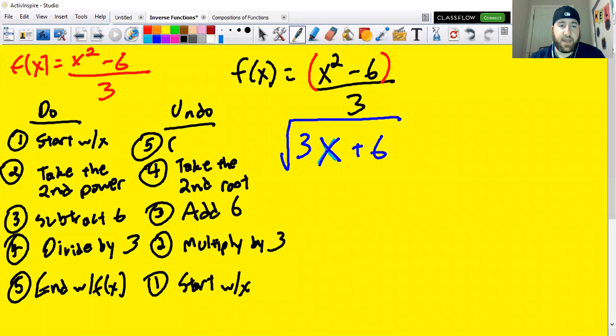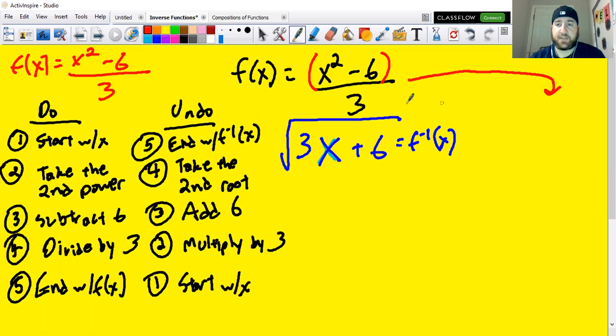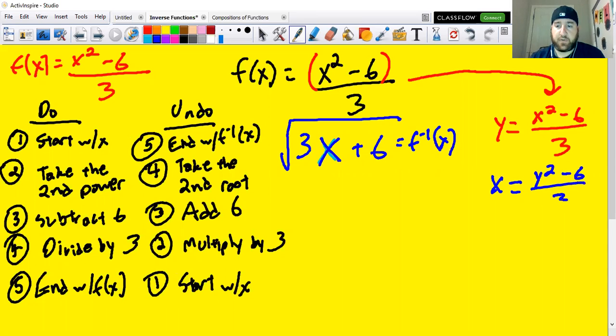So there's that. And then we end with our inverse function notation. So again, I'll just kind of throw it over there. I know it's smaller. All right. So again, I'm going to go ahead and throw this over here, doing the switch x and y. Go ahead and replace this. So y equals x squared minus 6 over 3. Go ahead and flip x and y. So x equals y squared minus 6 over 3.